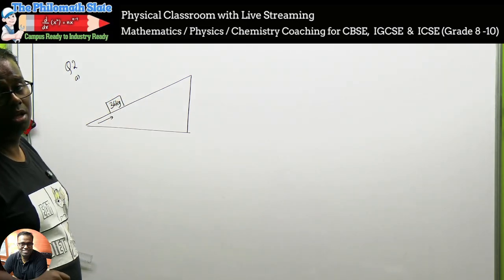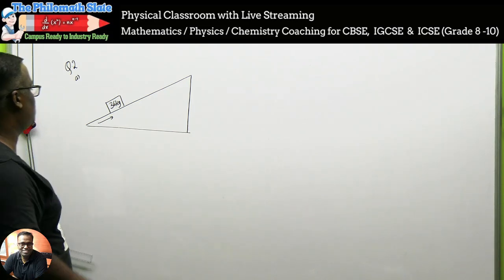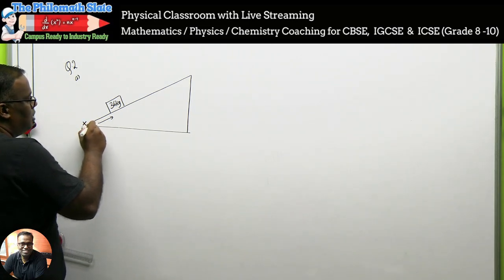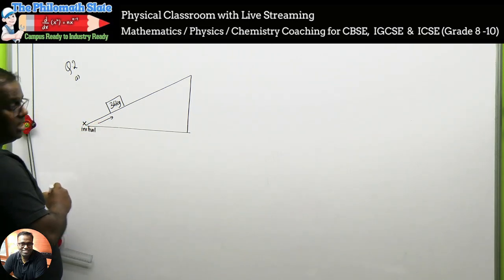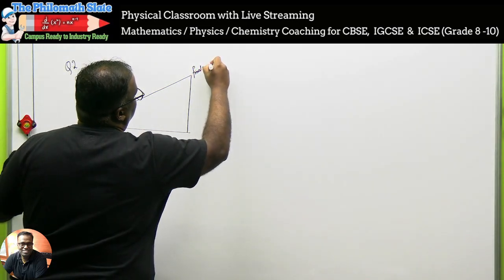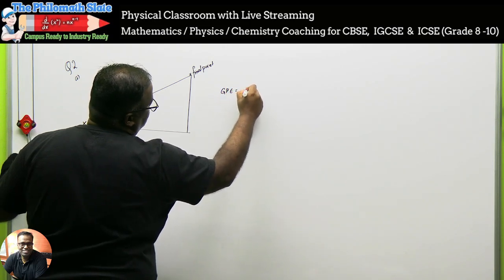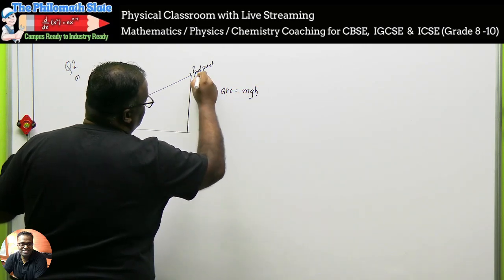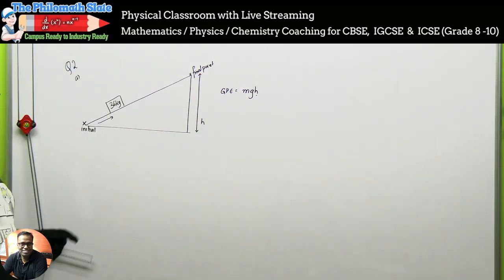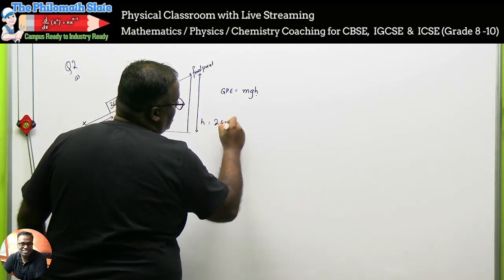Calculate the increase in gravitational potential energy. Obviously this is the initial point from where the lift is happening, and this is the final point. But remember, the increase in gravitational potential energy, GPE, is always equal to mgh. This h is nothing but this h. How much is the height? 2.4 meters.